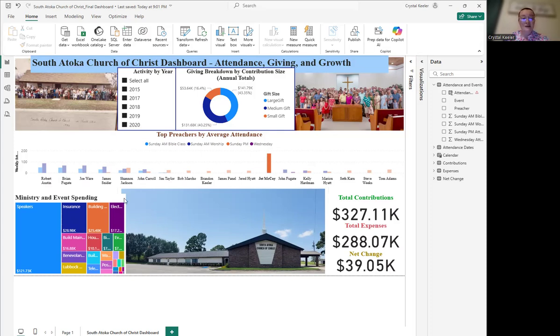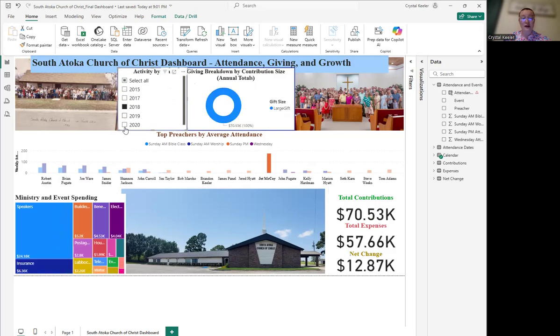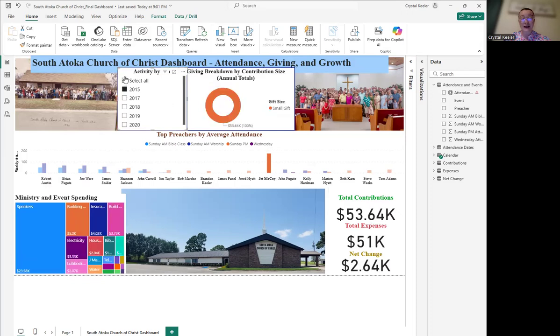To go ahead and get started, up here I have my slicer. I've done it by different years, so you can change whether you want 2015, 2017, 2018, 2019, or 2020. I did not do data for 2016 because I did not have that data, and the church did not have that data on hand either.